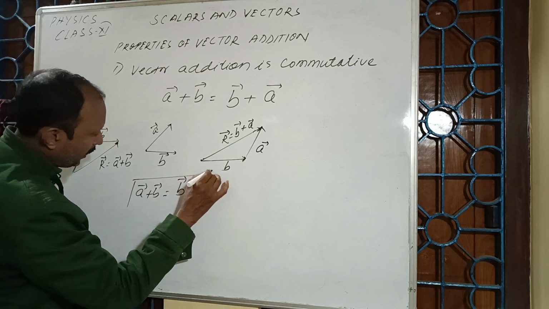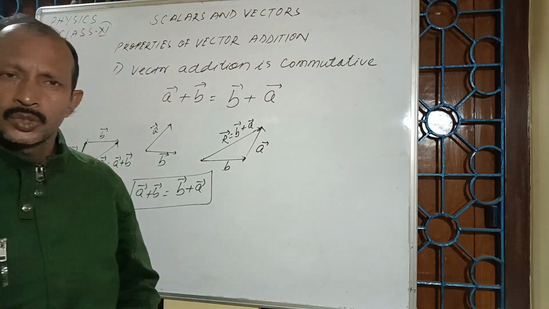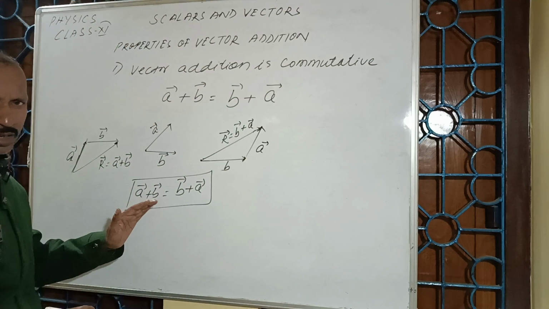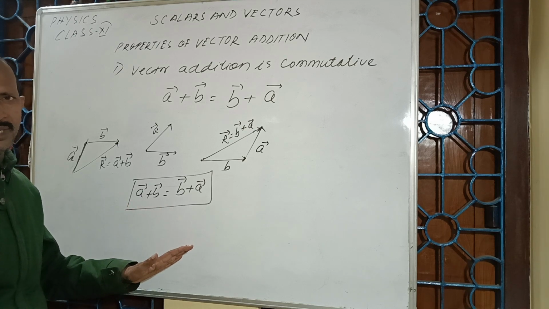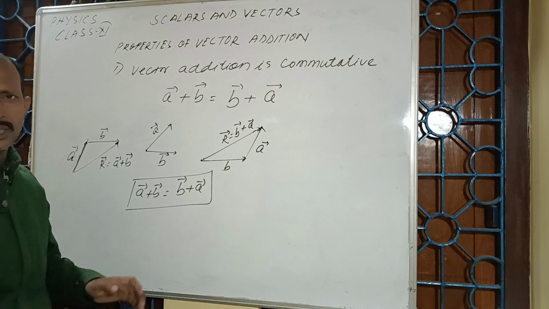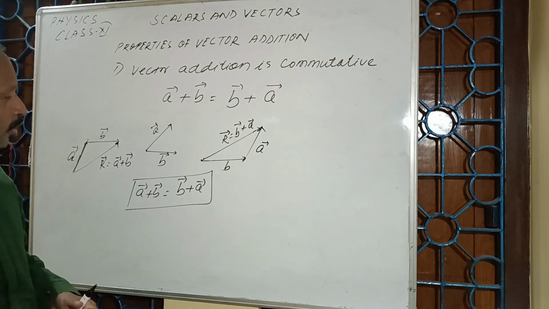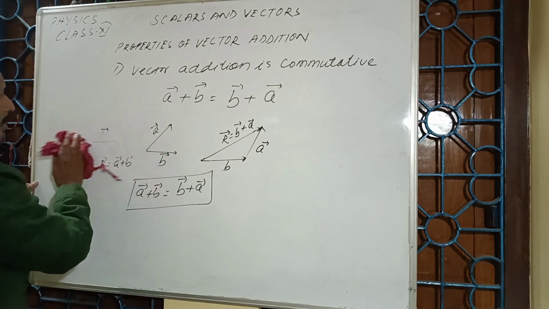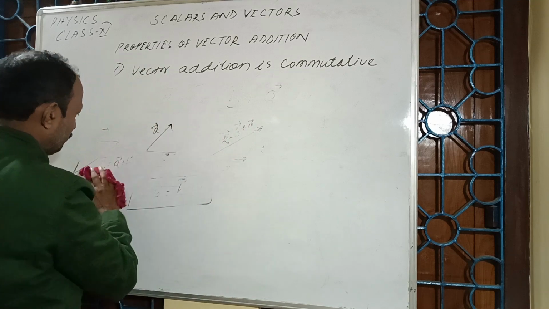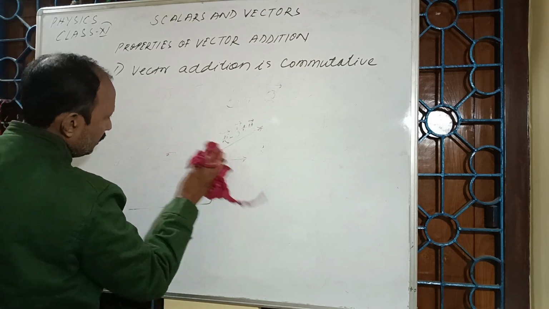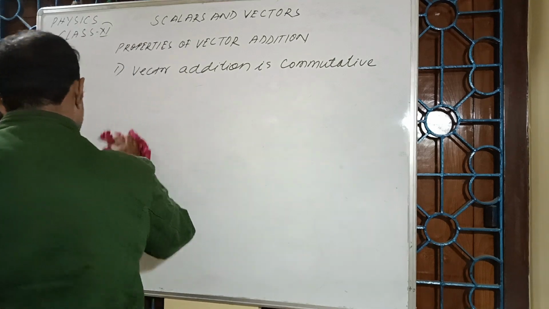This is the vector addition is commutative. So here order does not matter. Whether you add B with A or A with B in vector addition, it is commutative. So next important basic law is vector addition is associative.